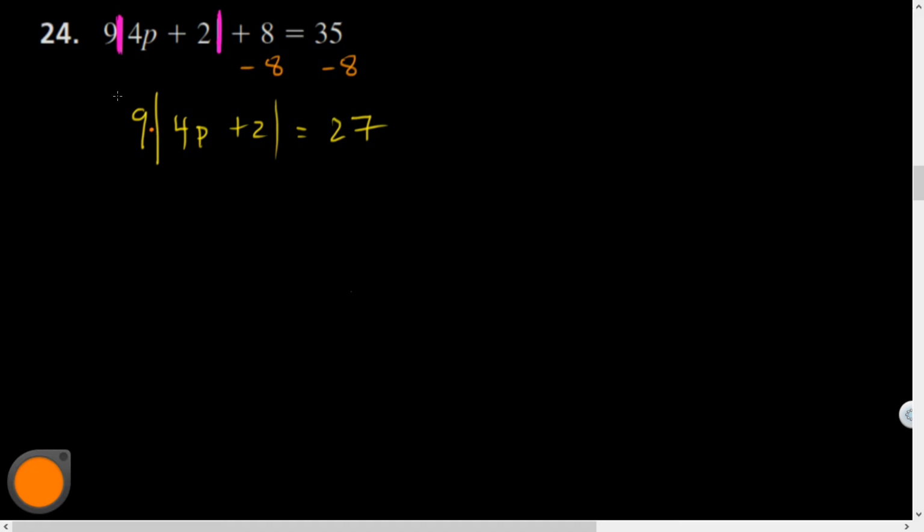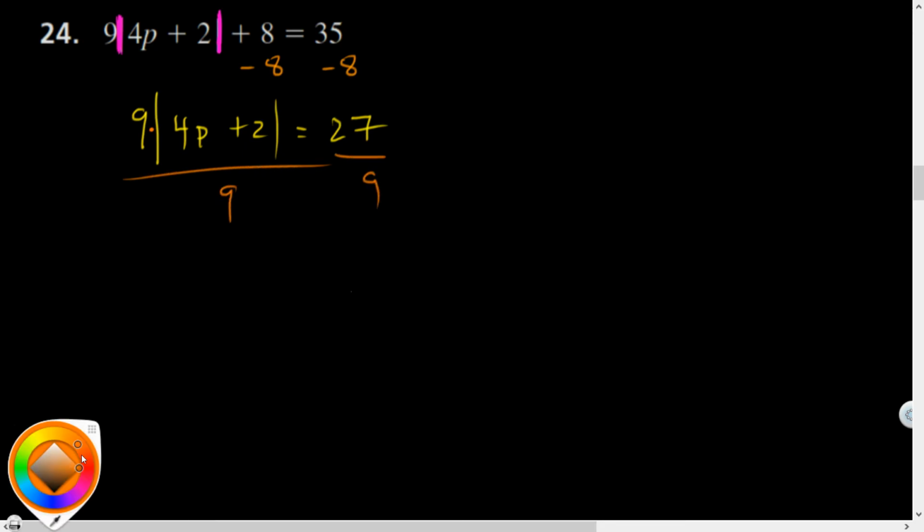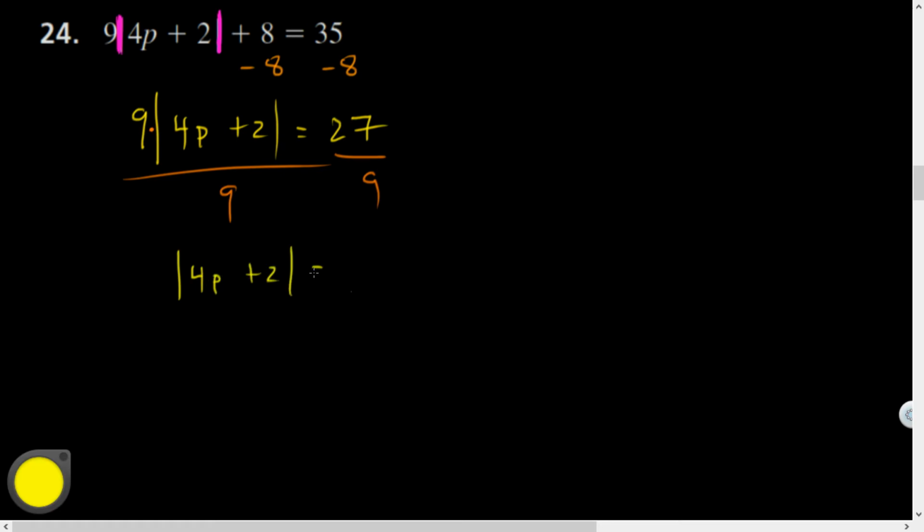Yeah, it's being multiplied. I recommend not trying to distribute over absolute value because you'll be wrong half the time. So let's just do it the right way all the time. Learn one way that works every time. Divide by 9 because division is the inverse of multiplication. So I'll have the absolute value of 4p plus 2 is equal to 3.